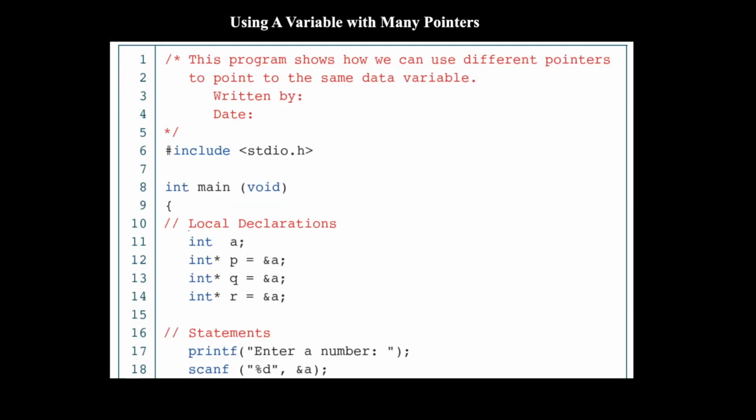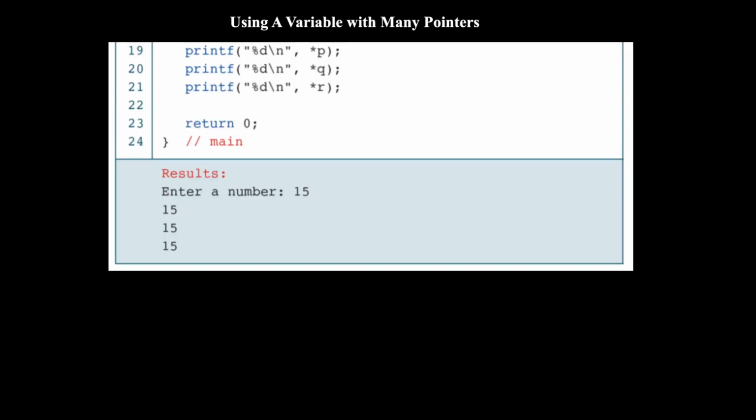All right, so the declaration here shows there's one integer and three pointers pointing to the same location, &a, &a, &a, the address of a. We ask the user to enter what this a is, using scanf. The second parameter here is %d, which is that integer, and &a, which is the address of a. And now remember p, q, r, they all point to a here.